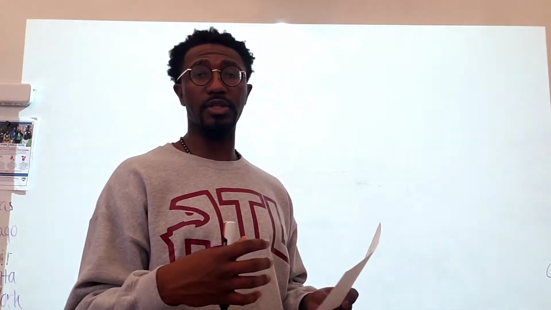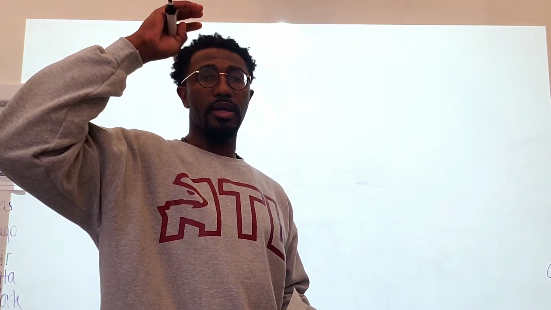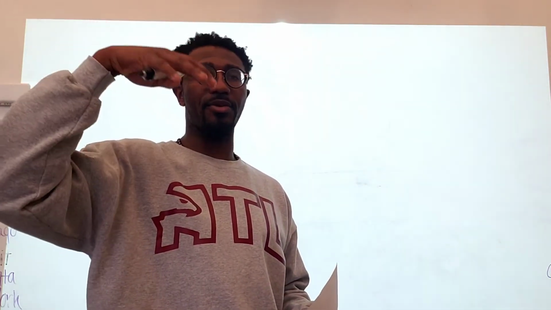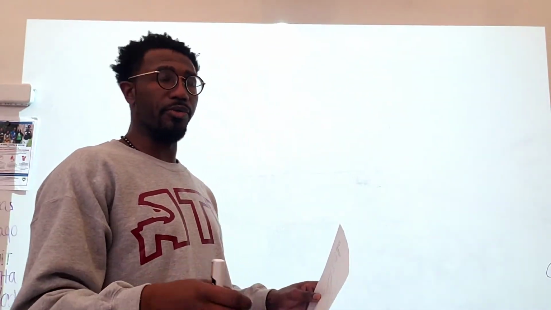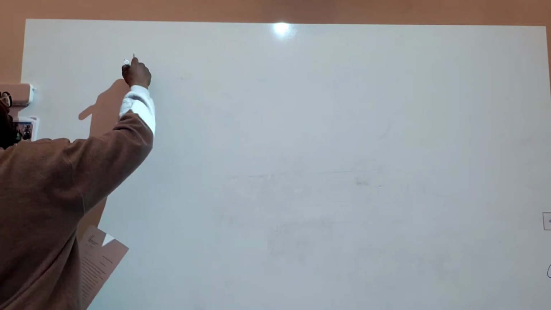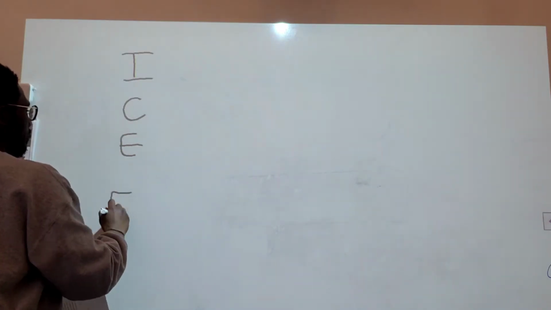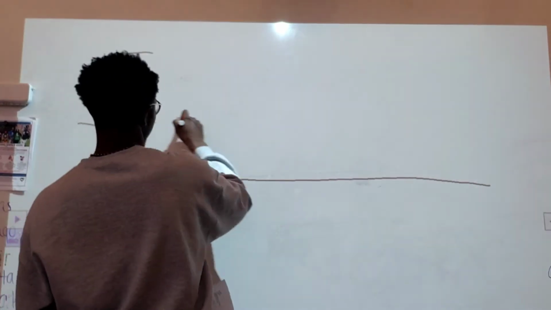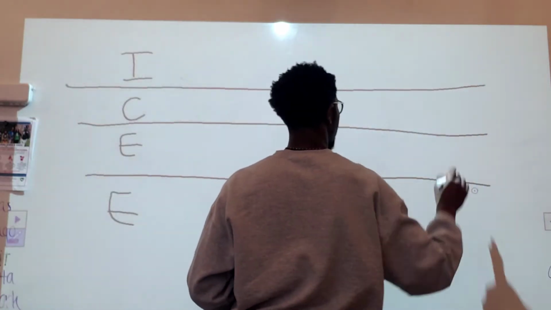Okay, so what we're gonna do first is set up our ICE method, right? ICE stands for identify, categorize, equate, and evaluate. It's the process we use to go through our problems. So I'm gonna write that down, I, C, E, and E, okay? Some people call it the IC method. That works, either one works just fine, okay?